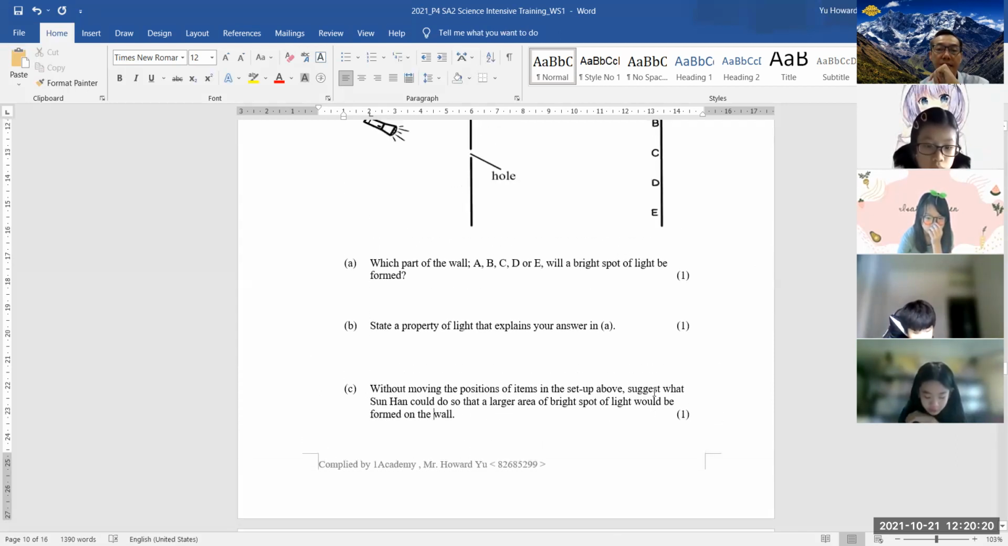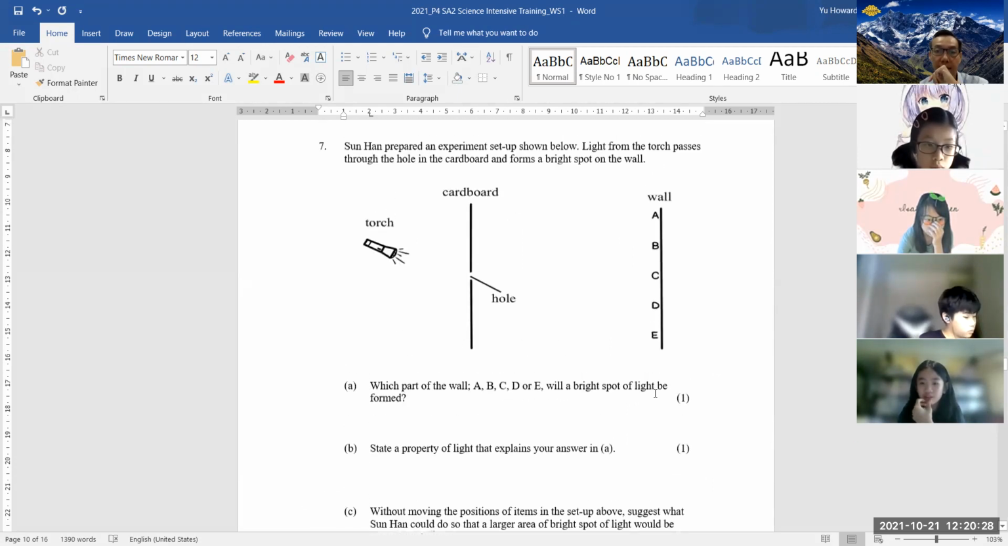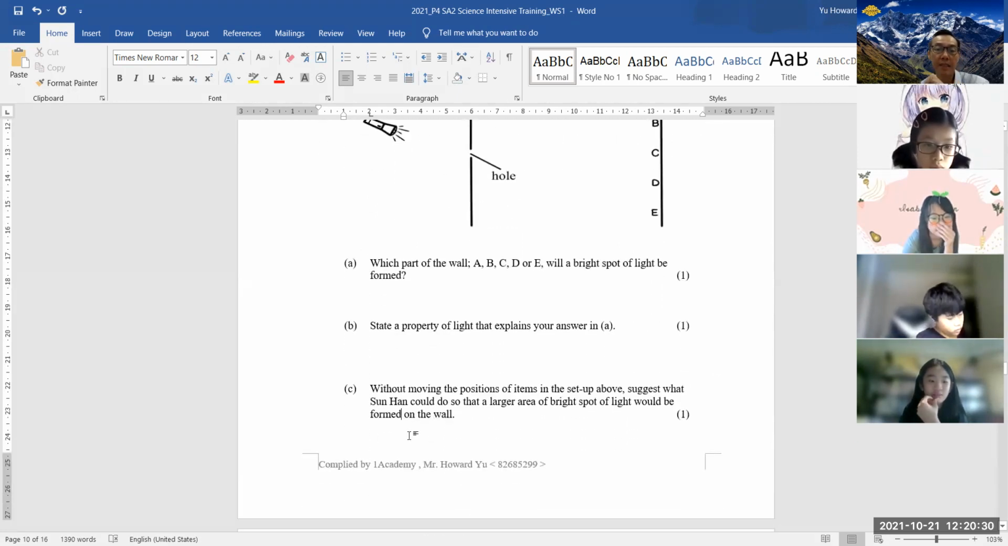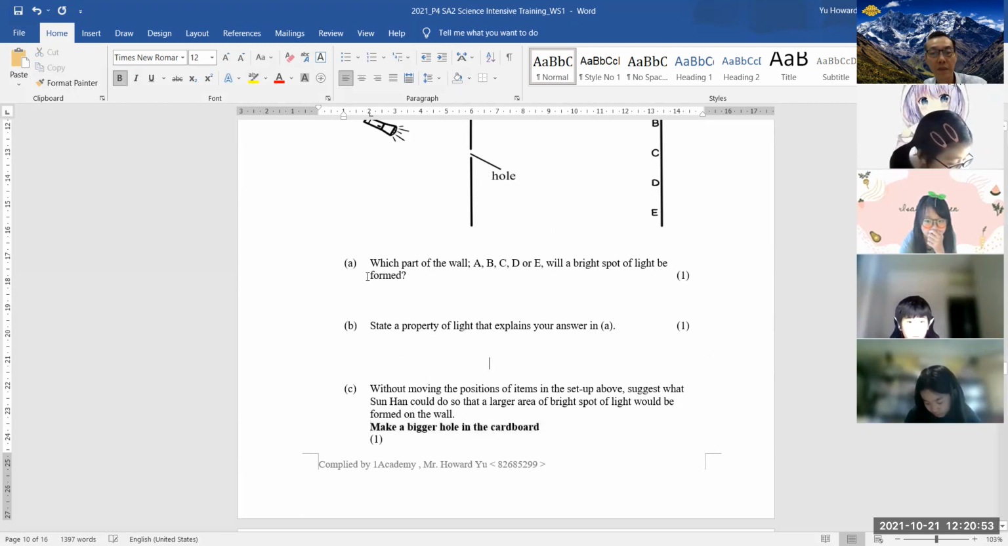I think he should cut a bigger hole in the cardboard. Yeah, correct. Make a bigger hole in the cardboard. You can say cut or make. Make a bigger hole. Bigger hole in the cardboard. So there's the answer for this question. Make a bigger hole in the cardboard.